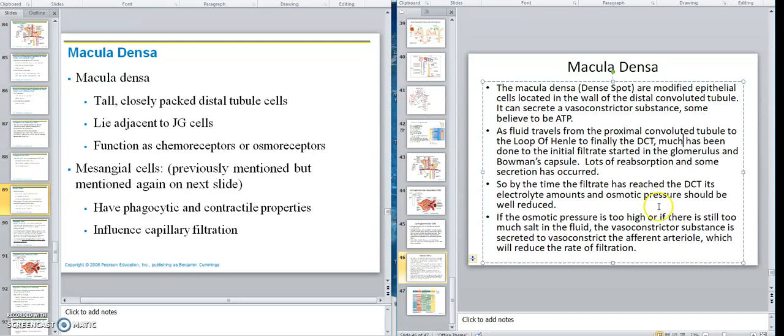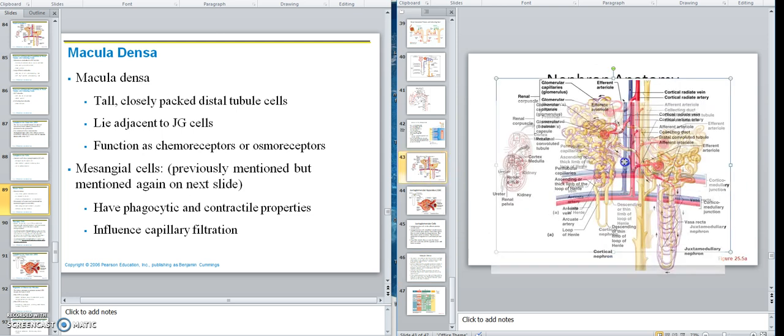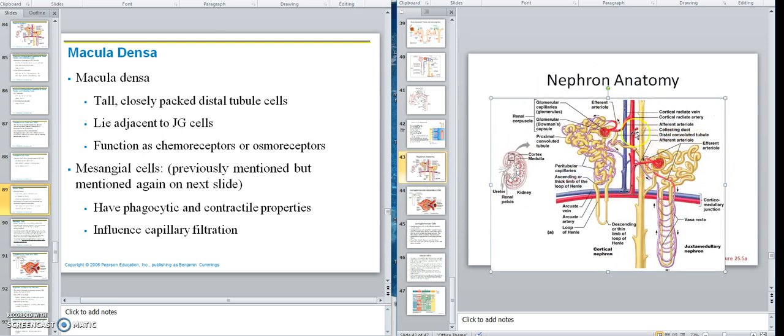Now, the macula densa, as we said, is looking at osmotic pressure and electrolyte concentration. So if the osmotic pressure is too high or if there's still too much salt in the fluid, the vasoconstrictor substance is secreted to vasoconstrict the afferent arteriole, which will reduce the rate of filtration. Because see, if you reduce the diameter of the afferent arteriole, you have less going into the glomerulus.